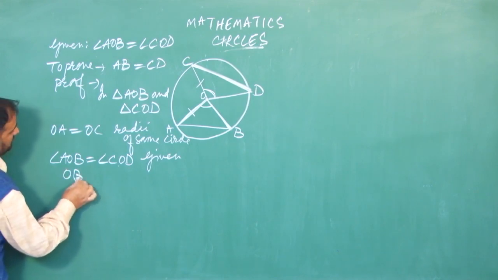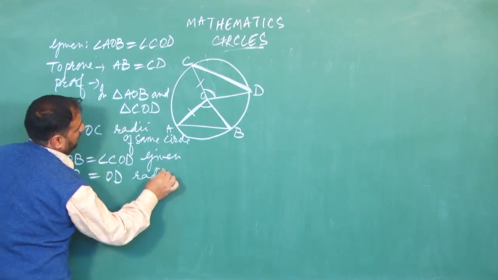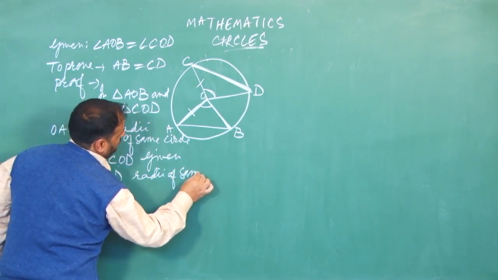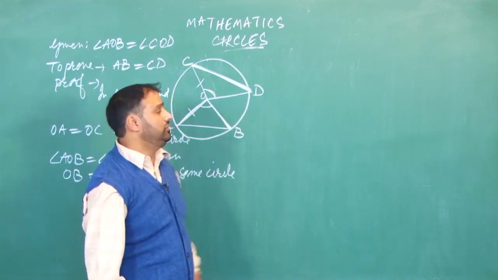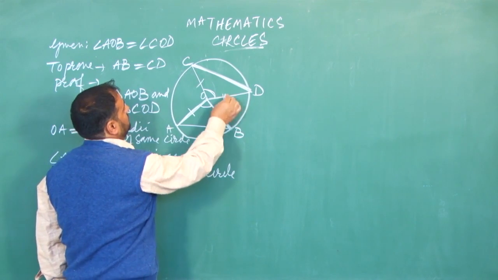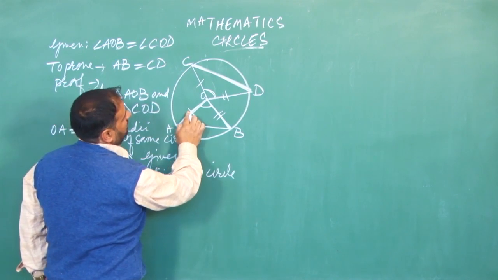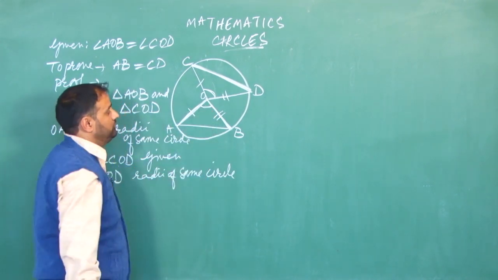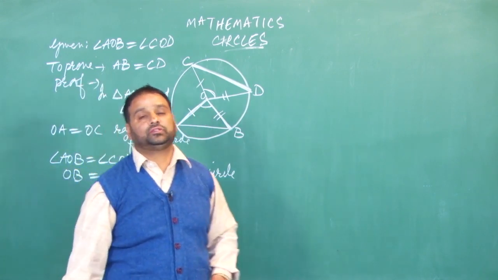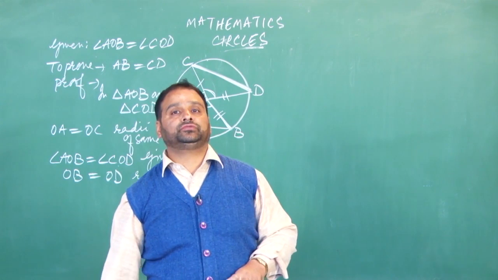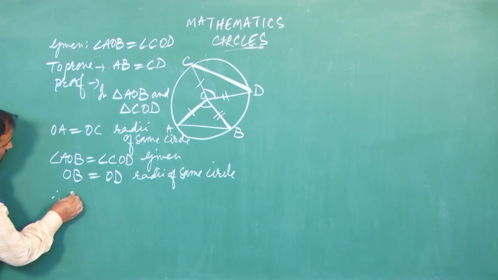And we have OB is equal to OD, because these are the radii of same circle, and hence the triangles get congruent. Which rule? It is side angle side rule. So, side angle side rule is a strict rule that the angle which is equal should be between the two given sides. It should be the included angle of the two given sides. So, these two triangles are congruent.